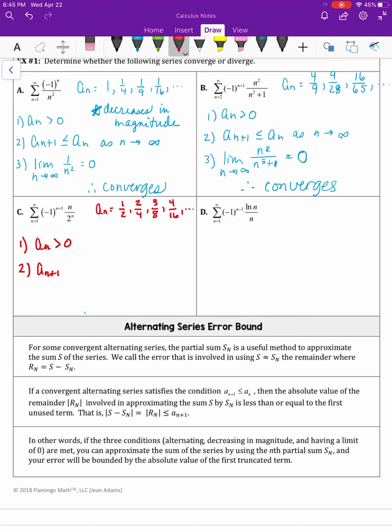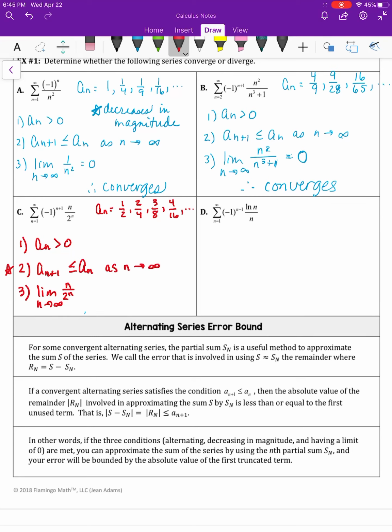And of course, the first two are equal, but I think that since it says a sub n plus 1 is less than or equal to a sub n, we're going to be okay. I notice that they're all positive, and I notice that each one is smaller than or equal to the one before it. It's decreasing in magnitude, okay?